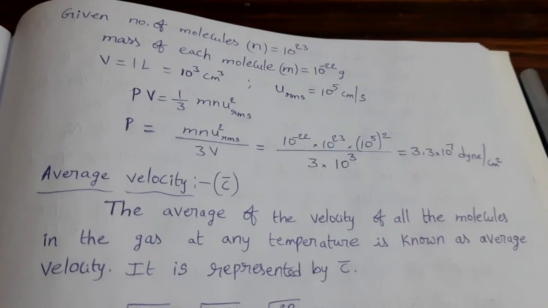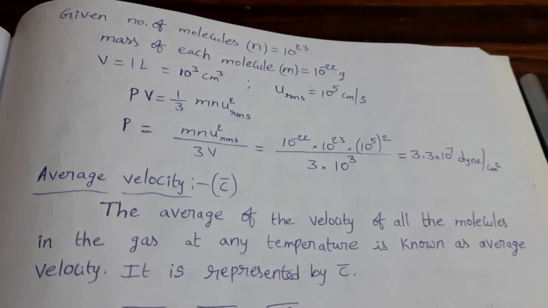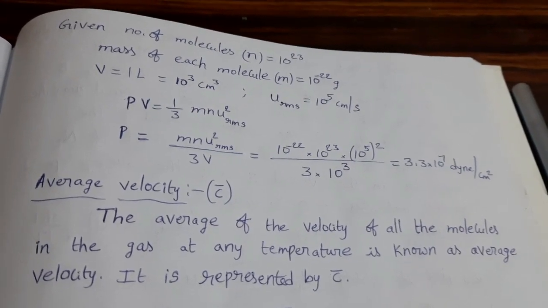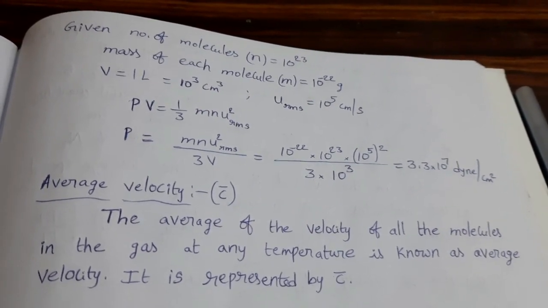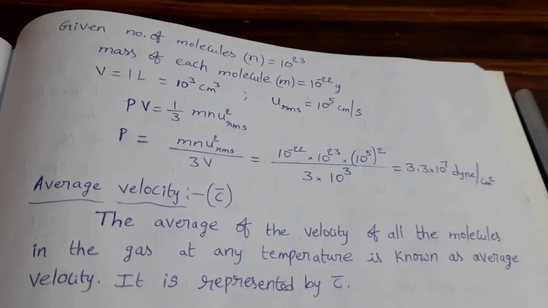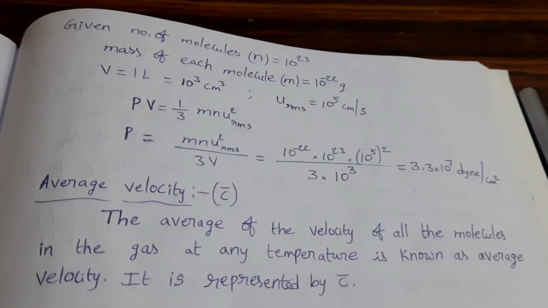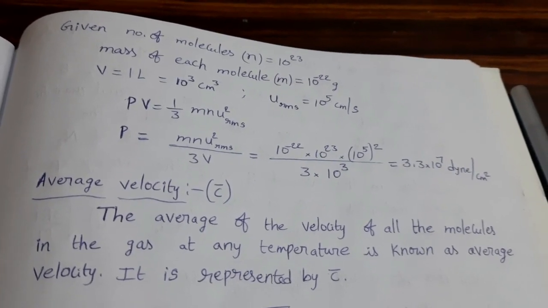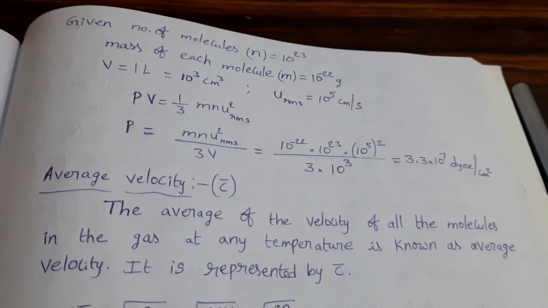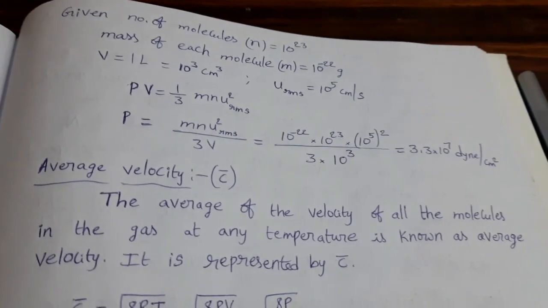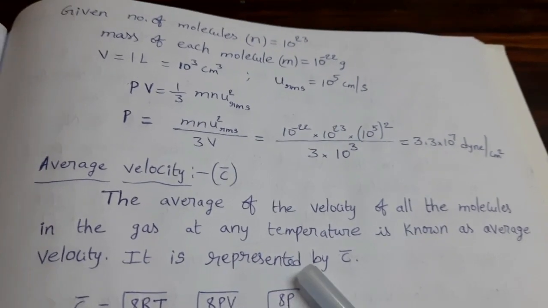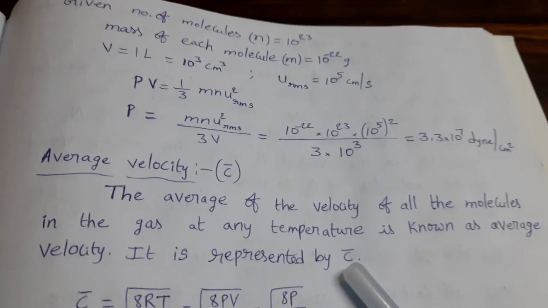Next, average velocity. It's very simple. The average of the velocity of all the molecules in the gas. If we consider gas, it contains a large number of gas molecules. So the average of the velocities of all the molecules is average velocity. Average of the velocity of all the molecules in the gas at any temperature is known as average velocity. It is represented by the symbol C bar.